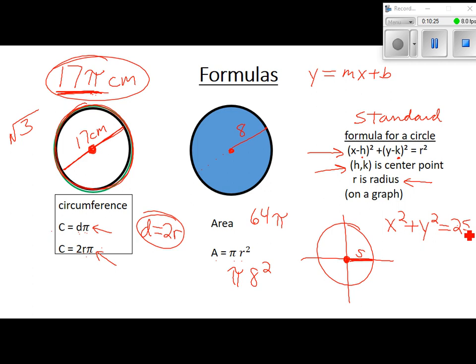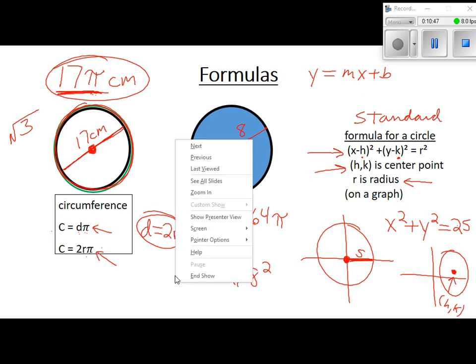If the center point is not right at the origin, so maybe your circle is over here somewhere and your center point is here, the coordinates of that point right there are h and k. So if I had a circle, I'm going to erase some of this.